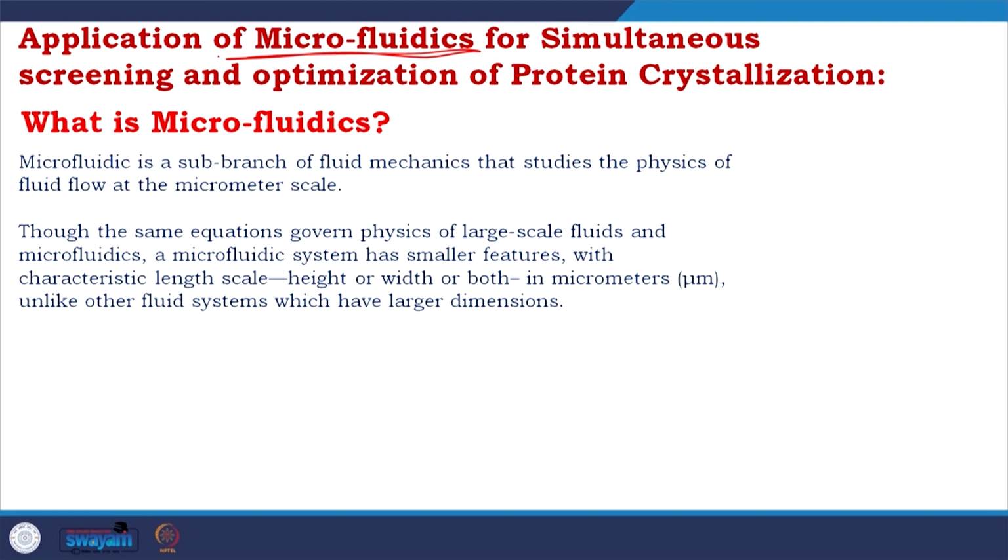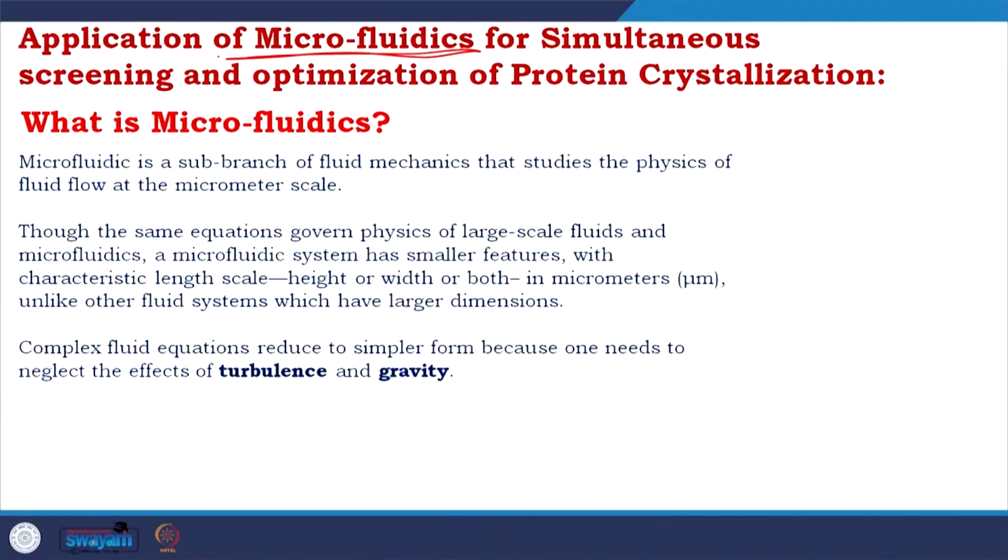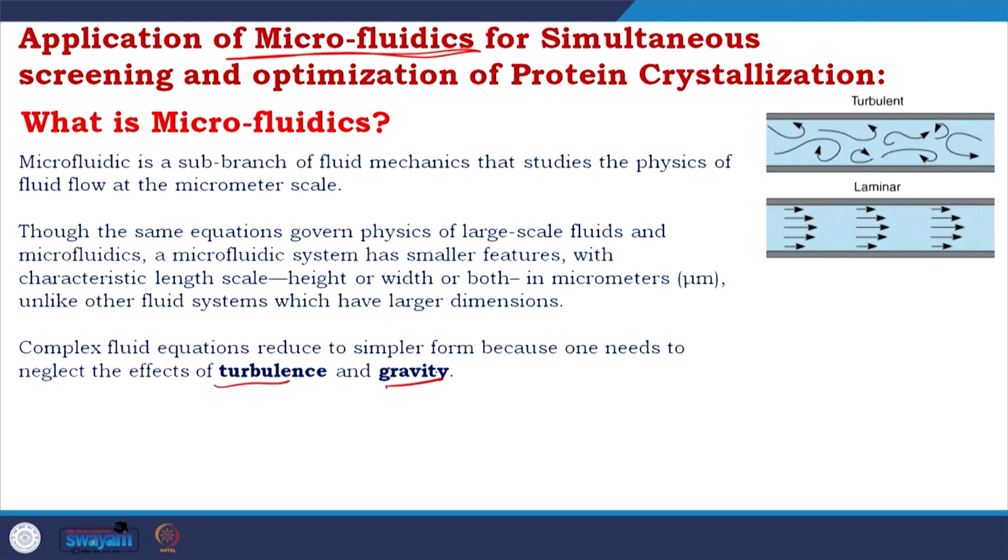So, unlike other fluid systems which have larger dimensions, because microfluidics is operating in the micrometer range, in normal fluidics you have no idea about the dimension, whereas here the dimensions are fixed in height, in width or in both. Now I am coming to the point. Complex fluid equations reduce to a simpler form because one needs to neglect the effects of turbulence and gravity. Why does one need to neglect the effects of turbulence and gravity? Because that is the first difference.